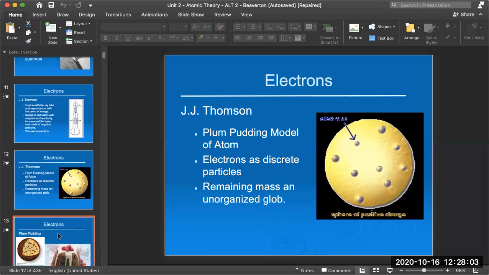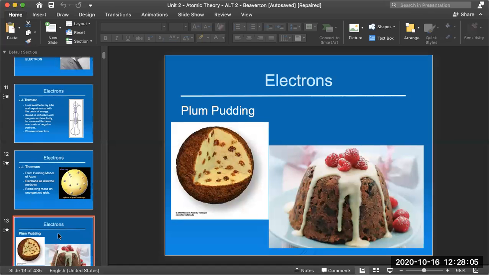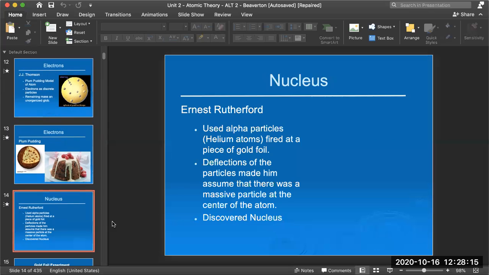Well, this is what plum pudding looks like. If you're ever in Canada, they serve plum pudding. It's often made around the holidays.